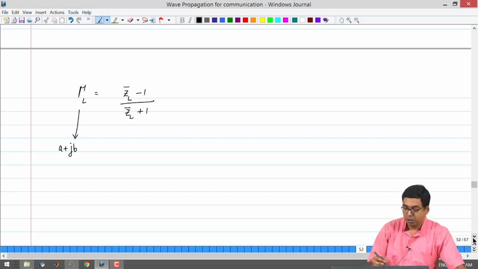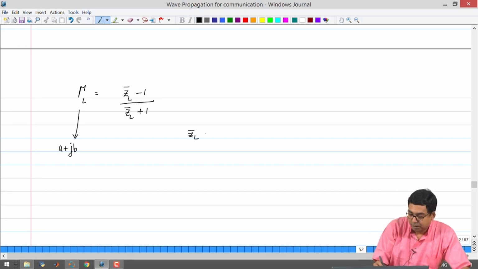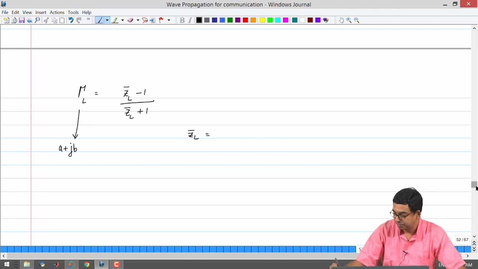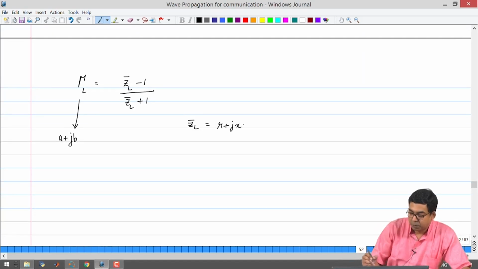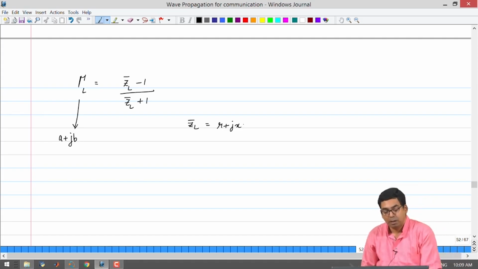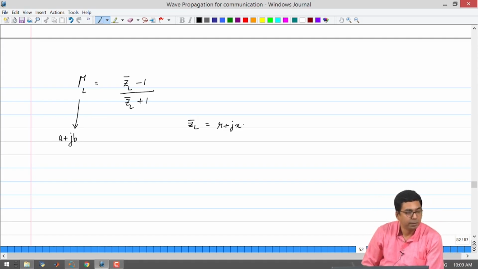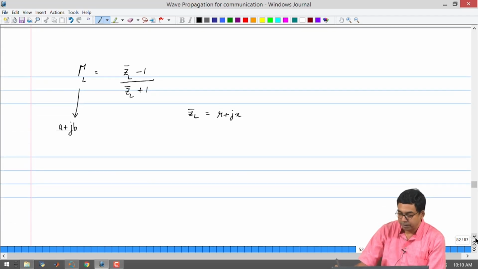So, I am going to write ZL bar as R plus jX, and I would like to understand what happens for fixed values of R with varying reactances and fixed values of X with varying resistances. This is all I want to find out. The method is that I am going to fix the value of R and X, then calculate the value of gamma L. It is going to have a real and an imaginary part, and I am just going to draw a graph. The graph is going to be like this.